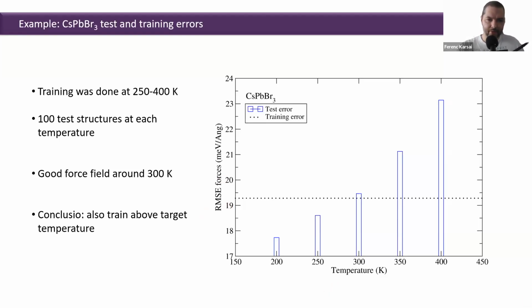So I show here in the plot the temperature. Each bar shows the value, and this dotted line shows the training error. What we see here is that with increasing temperature, the test error increases. This is what I meant. If you go too high, the force field is definitely not good enough, and this is not a good enough test structure.